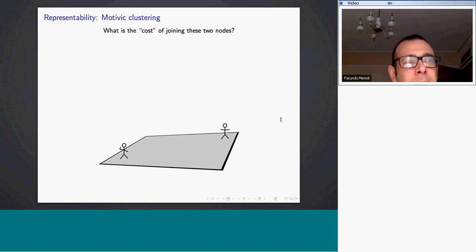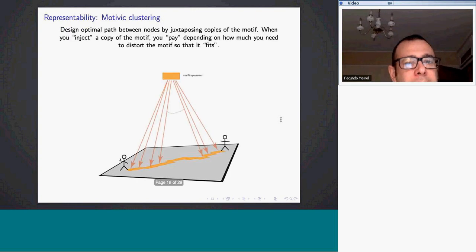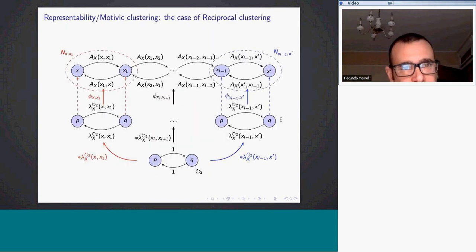One can view that description of the clustering method as a motif in the following way. Our motif is going to be this circle sub 2, which is a network with only two nodes, with one edge in each direction. Now I have X, an element of the original network, and this is to quantify the cost of joining X to X prime. That is, I'm trying to assign the ultrametric value to X and X prime.